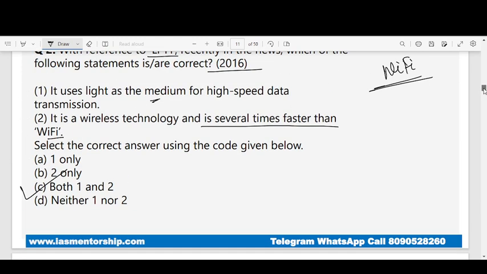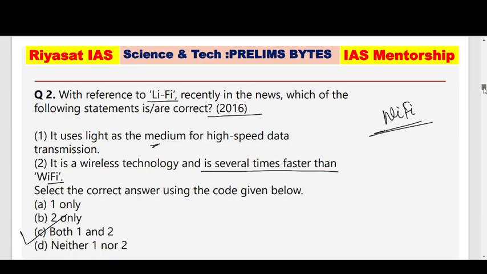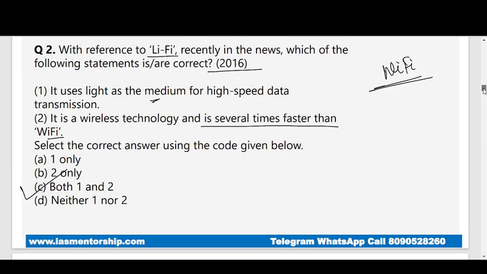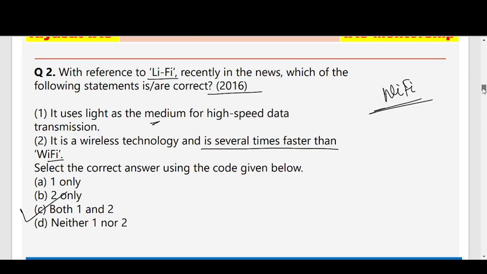I hope it is all clear to you. We have completed many of the questions, and by this we can analyze that each year at least two questions are asked from ICT. So ICT is also a very important topic.